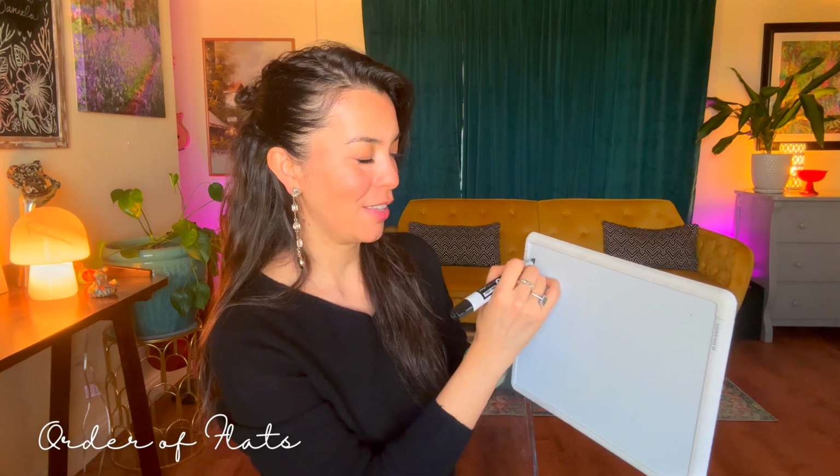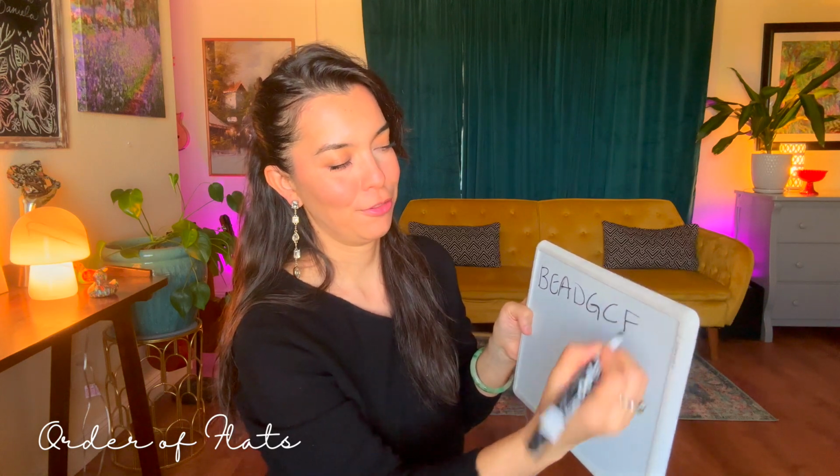So the order of flats is B, E, A, D, G, C, F. So it's not as exciting. It's just bead, GCF. That's how I remember it. But this is the order of flats.